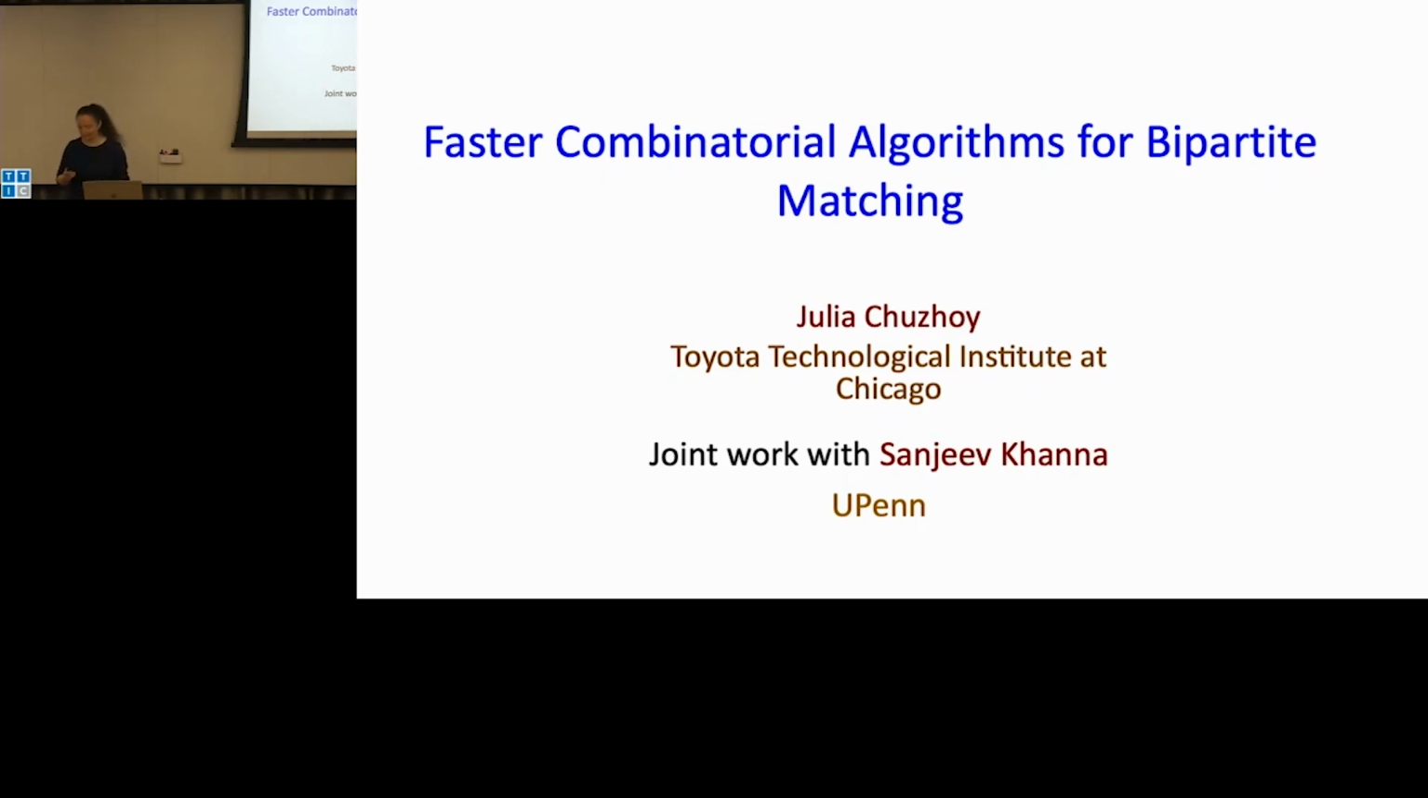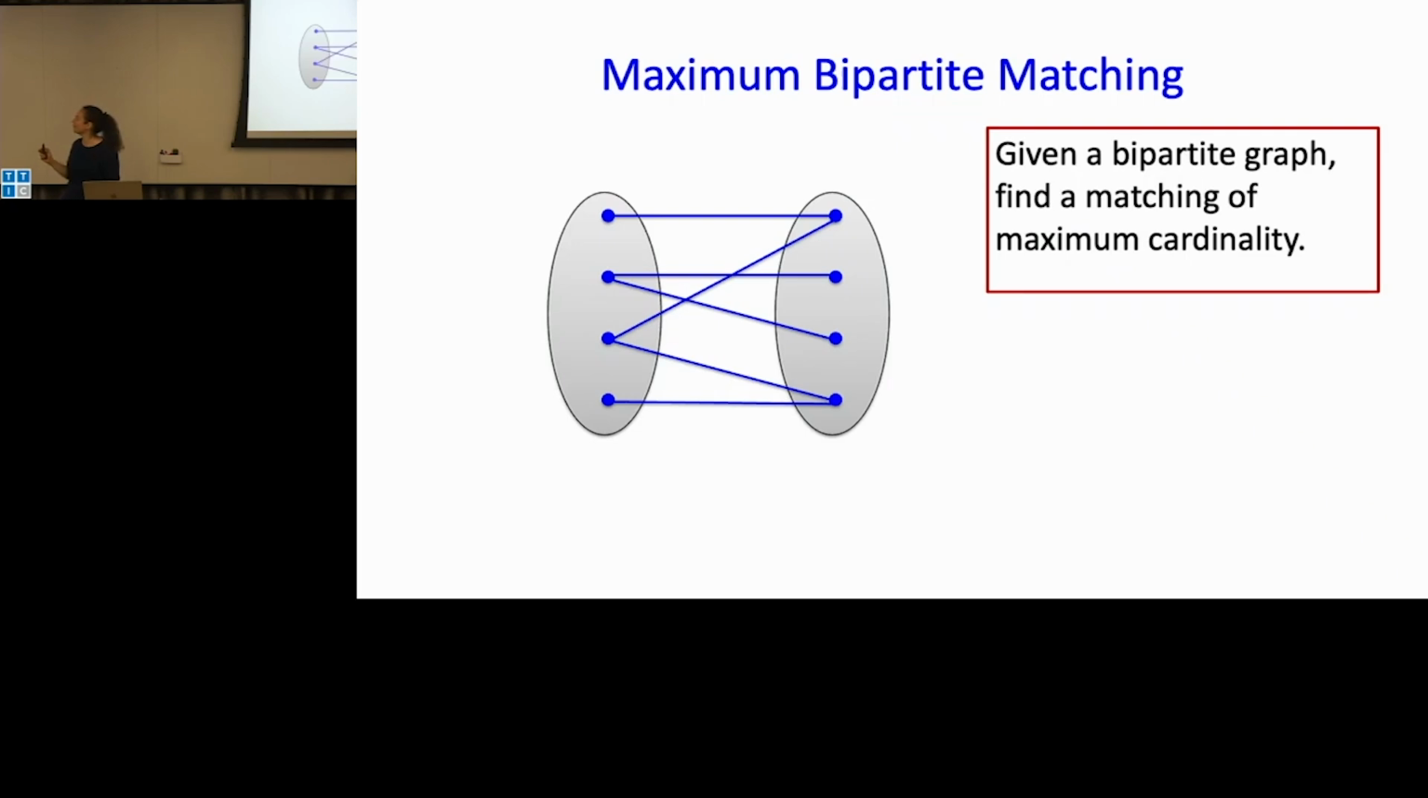So this talk is about fast combinatorial algorithms for bipartite matching, and this is joint work with Chuzhoy. Probably many of you know what the bipartite matching problem is. You're just given a bipartite graph, and you want to find a matching in this graph of largest cardinality. A matching is a bunch of edges that don't share any endpoints. Here you can see a matching of size 3.